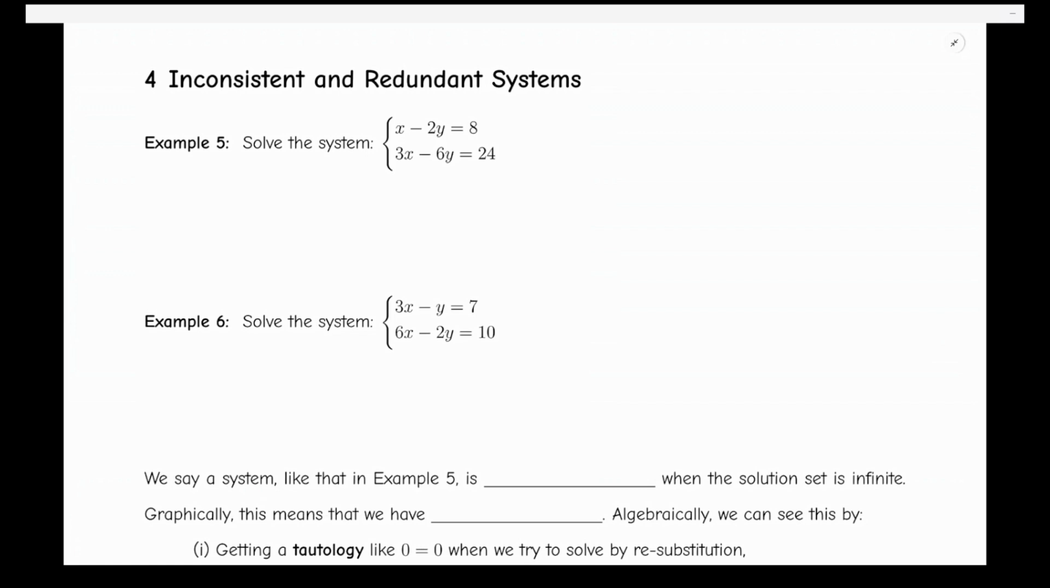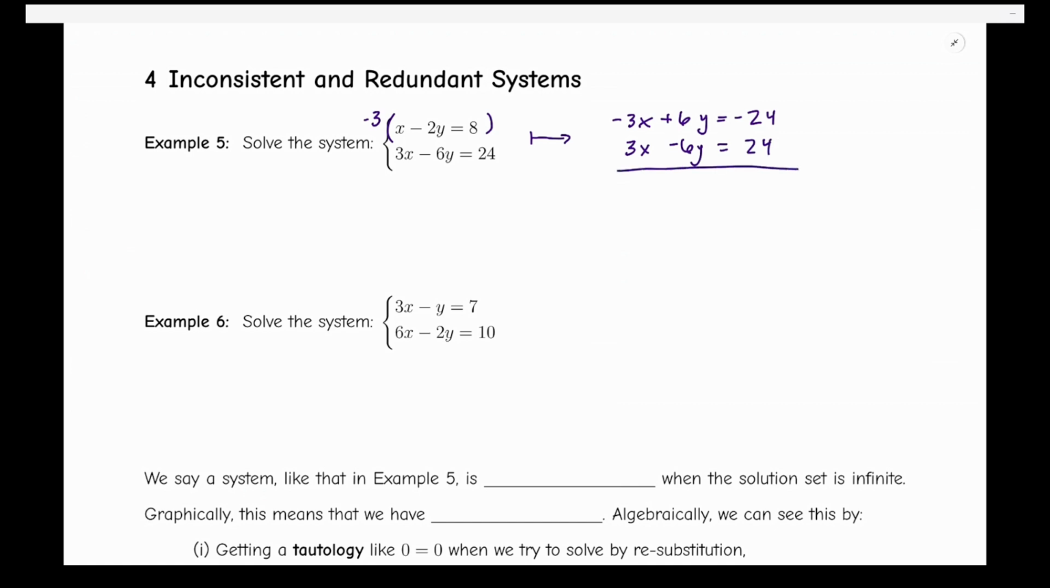Since both of these equations are already in standard form, I'm going to choose to solve this by elimination. And what I'm going to do is just multiply the first equation by negative 3. Then this system becomes negative 3x plus 6y equals, oh sorry, I made a mistake. The first equation should have equaled negative 24, and then 3x minus 6y equals 24.